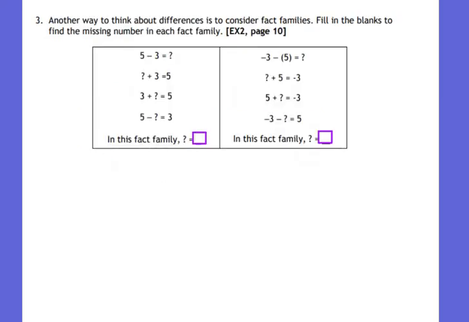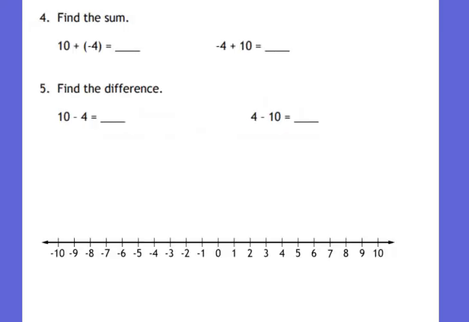We're on number 3, and number 3 you can get online and look at that. It would be page 10 if you want to go over that. I'm going to skip ahead and go to problem 4. Number 4 says find the sum. So I see 10 plus a negative 4.